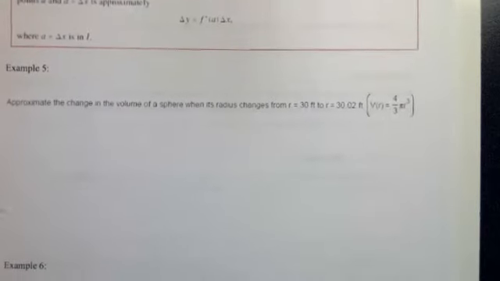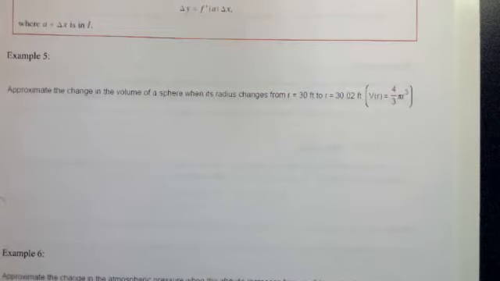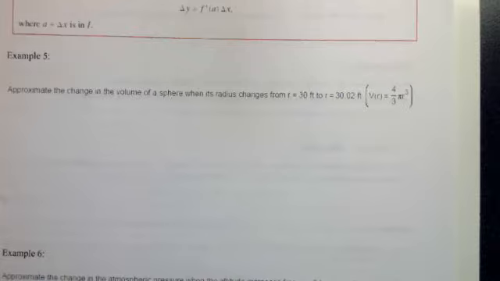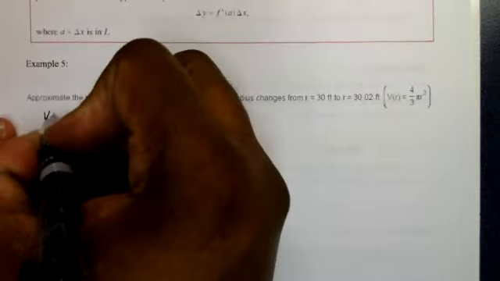Starting with example 5. Let's say I want to approximate the change in the volume of a sphere when its radius changes from r equals 30 feet to r equals 30.2 feet. And here you're given that the volume in terms of r is equal to 4/3 pi r cubed. Of course, r is the radius of that sphere, and V is the volume. So I'll go ahead and write down the formula.